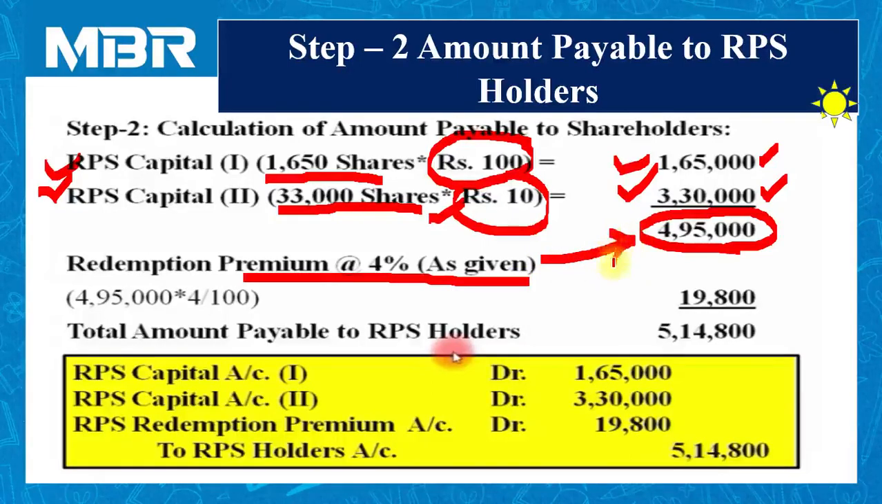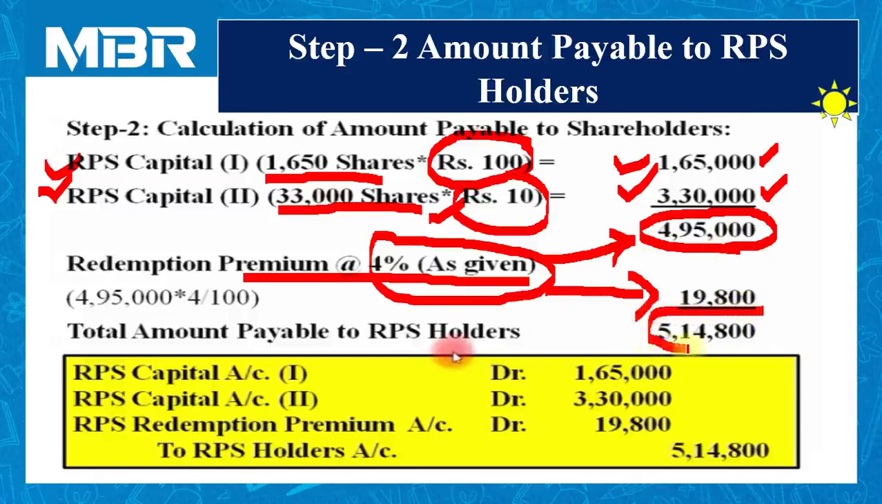4,95,000 capital and 4% of these 4,95,000 is rupees 19,800. It is a very simple calculation that we have performed earlier. So at the end of the calculation, we came to know that we have to redeem rupees 5,14,800 in total to the holders of RPS.